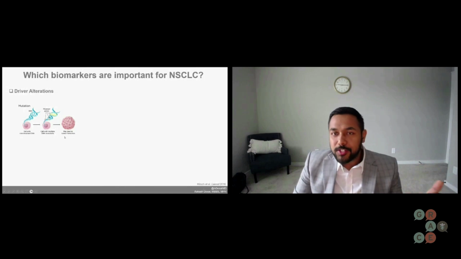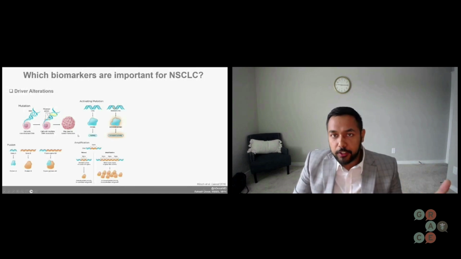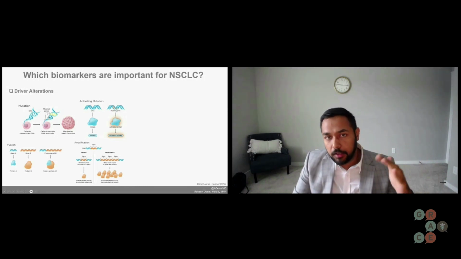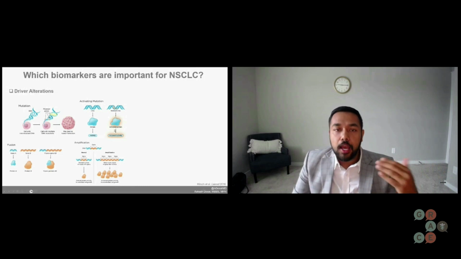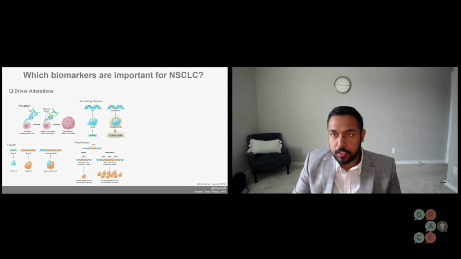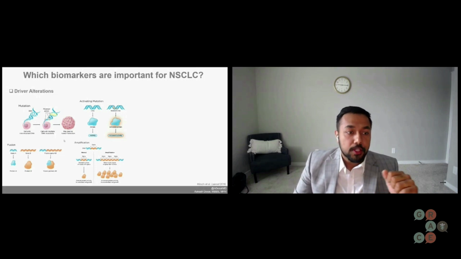Now, the alterations in the DNA can occur in a variety of flavors, so to speak. It can be an activating mutation, when a mutated DNA can downstream lead to an activated protein and increased activity. This is the case when we talk about non-small cell lung cancer. This is the case for KRAS G12C, EGFR, and other mutated non-small cell lung cancer tumors.